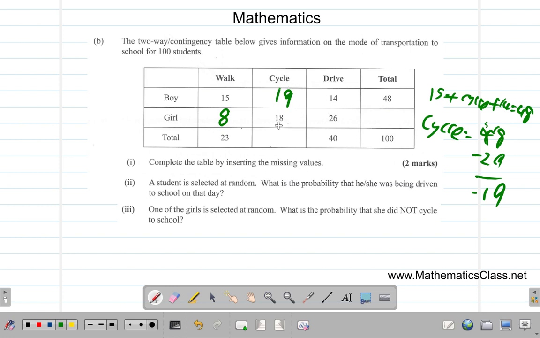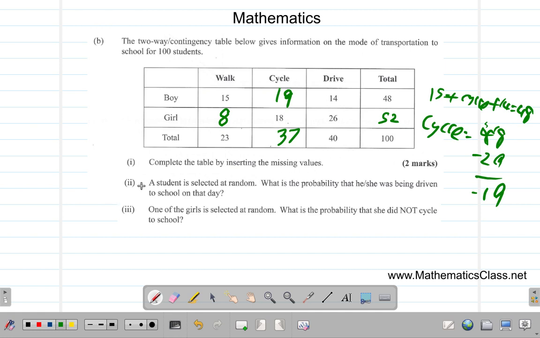Alright, so this now can give you the total, 19 and 18. That's 37, right? Alright, you want the total there, so 48 plus what gives you 100? 48 and 52 are 100. Or you can say 18 and 8 are 26. 26 plus 26, 52. Alright, so that's everything, you see.